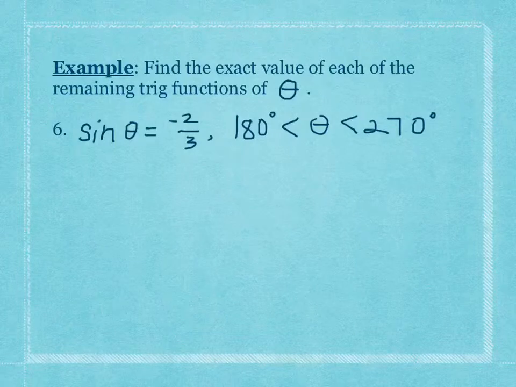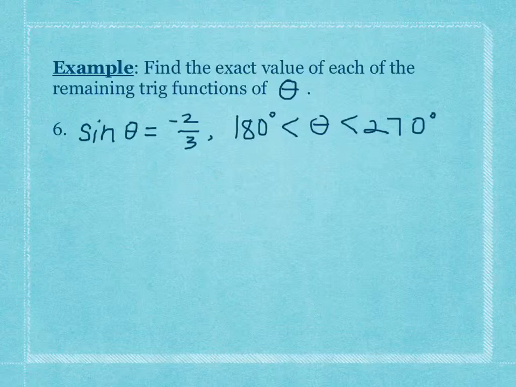All right, let's take a look at one more. Find the exact value of each of the remaining trig functions of theta. We are told that sine of theta is negative 2/3, and we're told that we are between 180 degrees and 270 degrees, which tells me information about my quadrant, right? It does. What quadrant does it tell me that I'm in? Quadrant 3. It does. So I'm going to draw my picture to represent that.